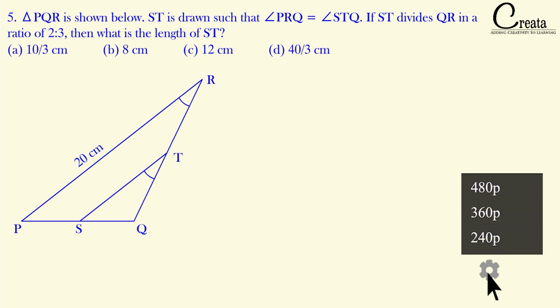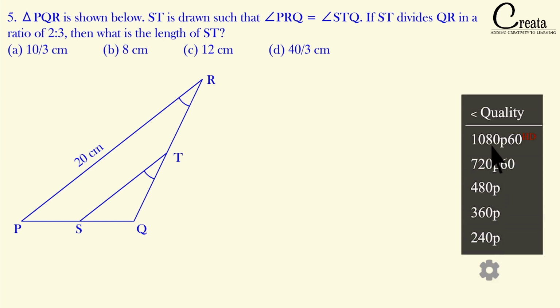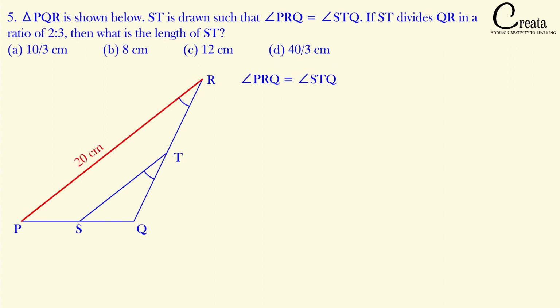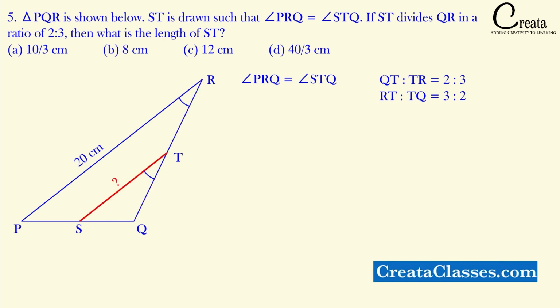So here in this question, this figure of the triangle is given. Here these two angles are given as equal to each other, and PR is given as 20 centimeter. Further, it is also given that the line segment ST divides QR in the ratio of 2:3. It means QT is to TR is 2:3, or RT is to TQ is 3:2. Further, we have to find the length ST. This length we have to calculate.